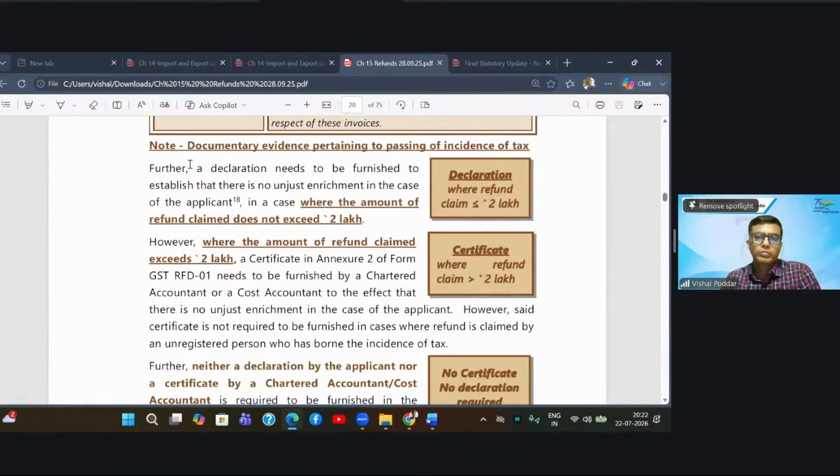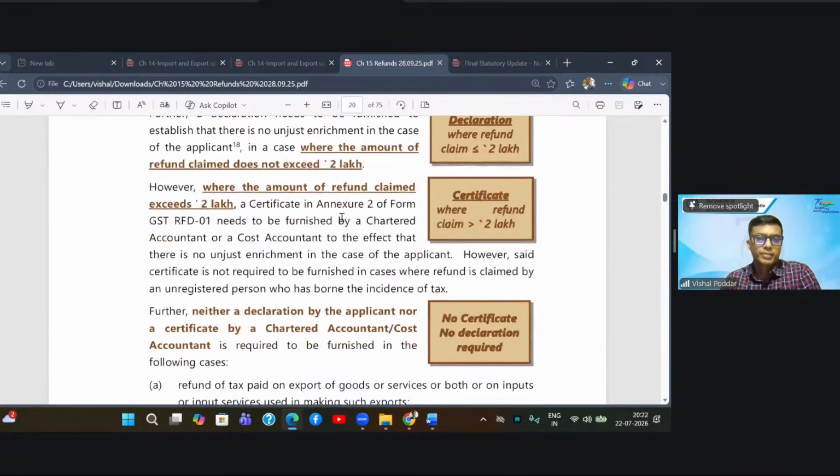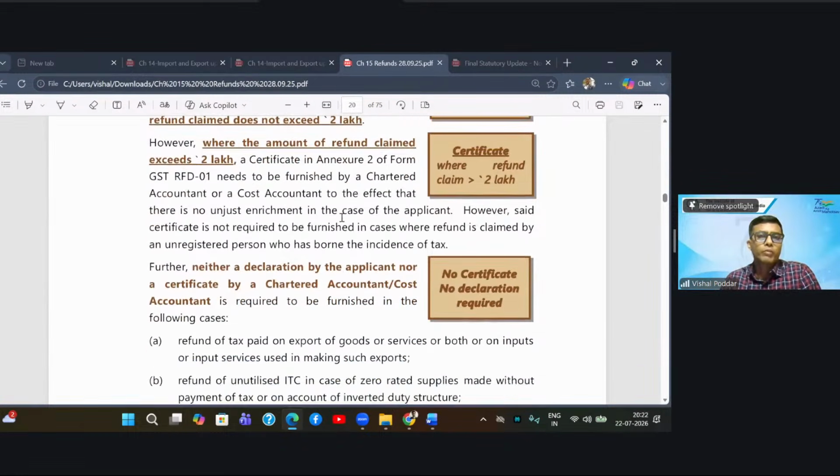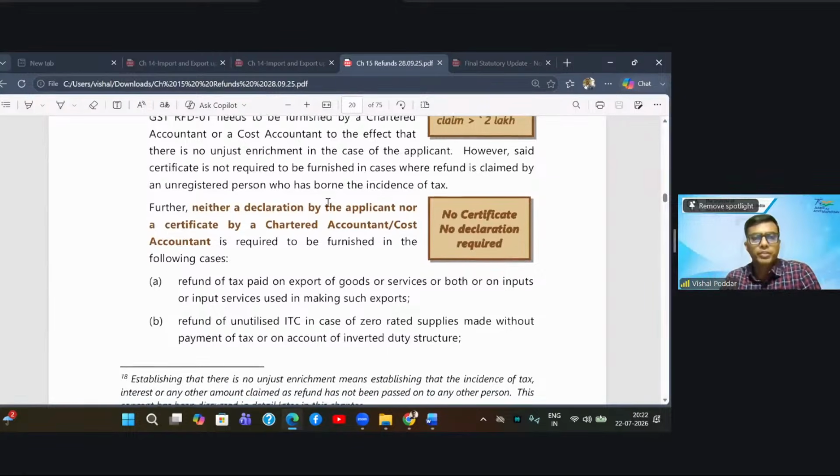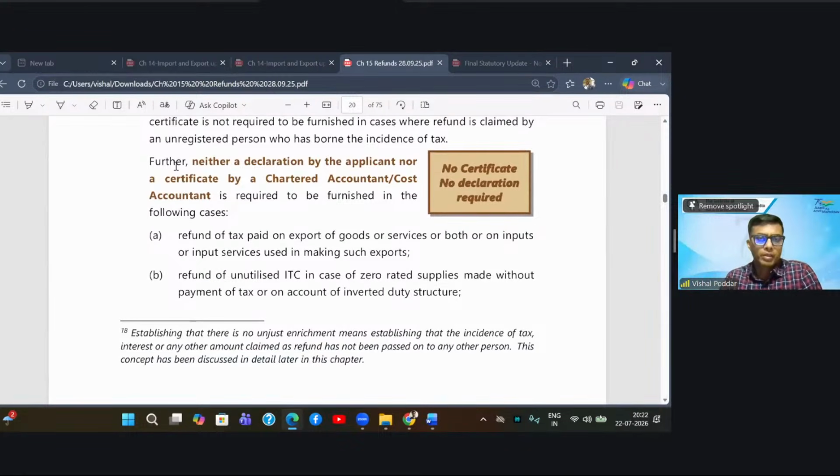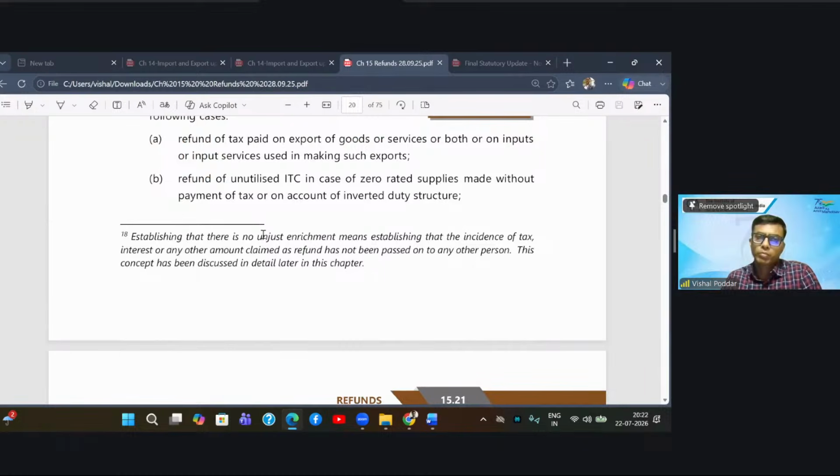Now, wherever your refund amount exceeds 2 lakhs, in that case, you have to also file a certificate in annexure 2 of RFD 01, which has to be taken from a chartered accountant or a cost accountant. So up to 2 lakhs, no need for this CA certificate, self-declaration sufficient. But beyond that, CA certificate. Further, declaration or certificate, both are not required in following cases. So in these cases, both things are not required.